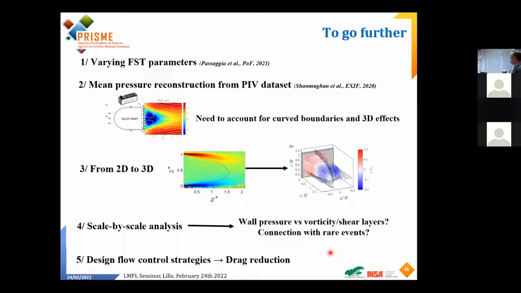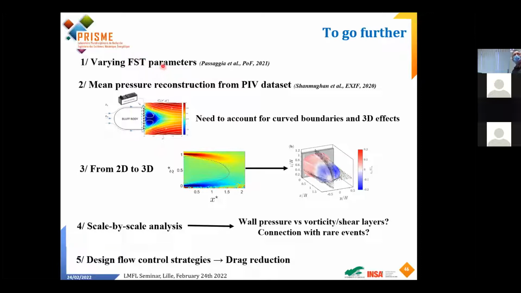So this brings me to some continuing work. First of all, here we have only used one type of turbulence. What will happen now if I change the integral scale or if I change the turbulence intensity?